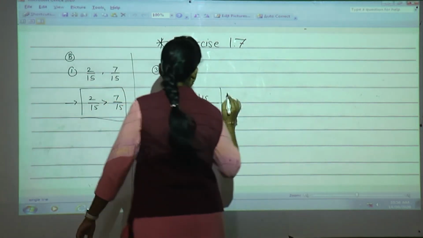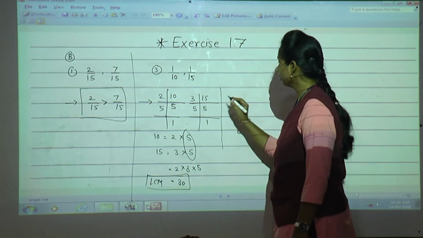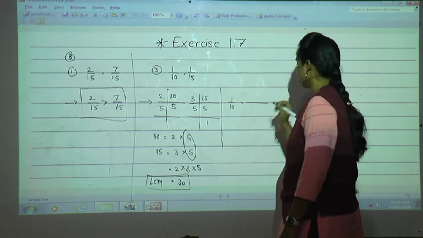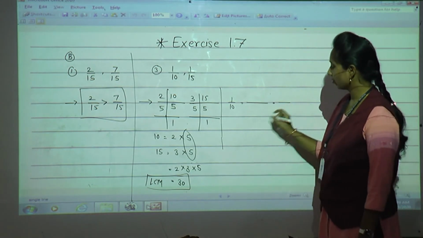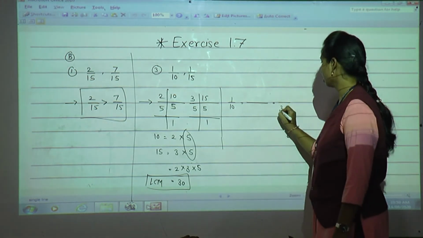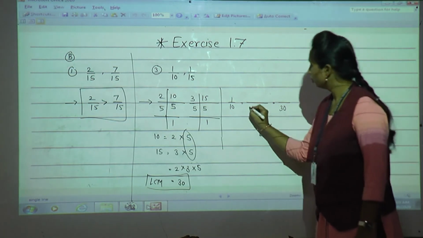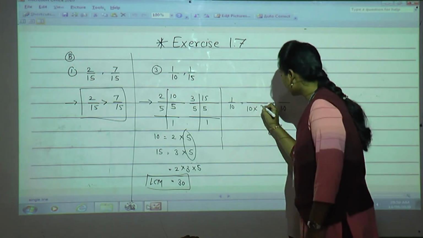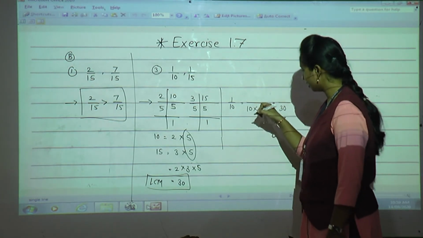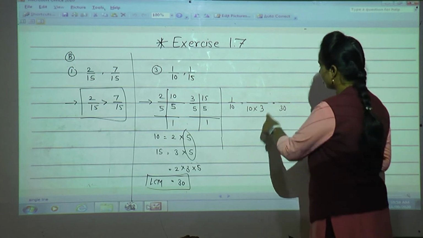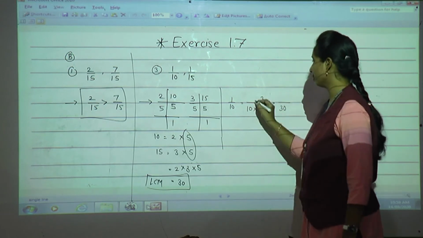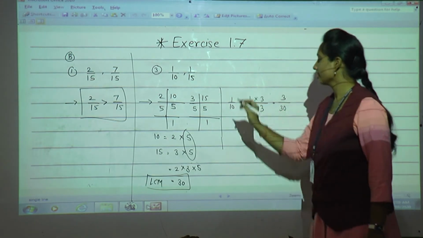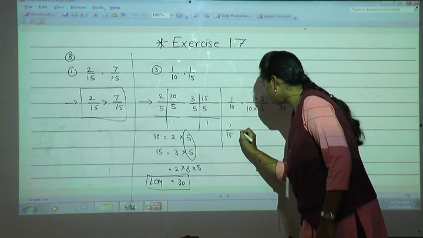Now we will compare the numbers. Now what are the numbers? 1 upon 10. Now what should come in the place of denominator? LCM, that is 30. Now 10 multiplied by what? We get 30. 10 3s are 30. So if we have multiplied 3 in the place of denominator, the same number we have to take in the place of numerator. And this number copy here. 1 3s are 3.